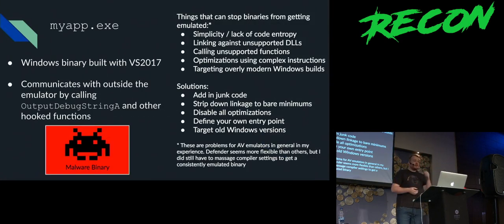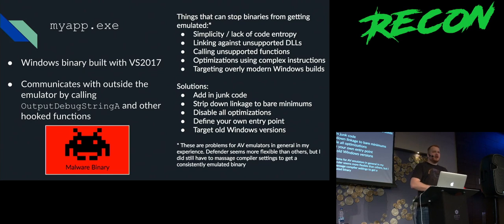In terms of the binary that I built, I showed that briefly, kind of this malware binary. Standard Windows binary built with Visual Studio 2017. And this binary communicates with the outside world using output debug string A and other hooked functions. As I said, it can be difficult to get consistently emulated. You'll have to massage your linker settings. You maybe don't target the most modern Windows build.